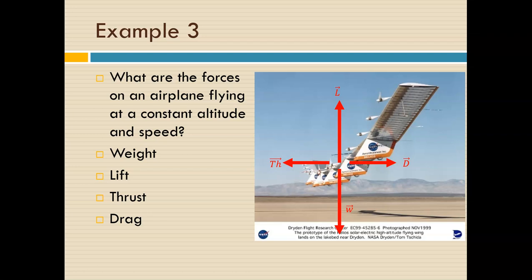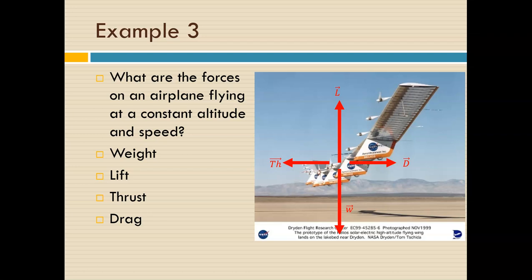Question? Would the force of thrust be greater than the force of drag? The answer is not necessarily. Okay, if the airplane is traveling at a constant altitude and a constant speed, what's its acceleration? 0. So if it has 0 acceleration, what should its net force be? What should all of the forces added together be? 0. Remember, a net force of 0 does not mean an absence of forces. It means that the forces all cancel out.